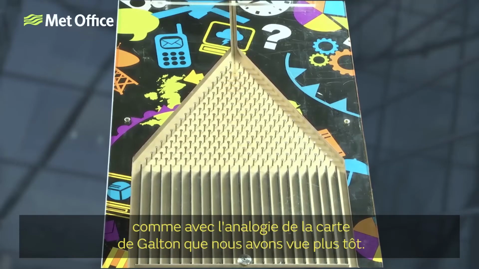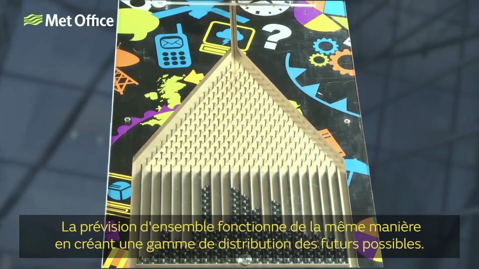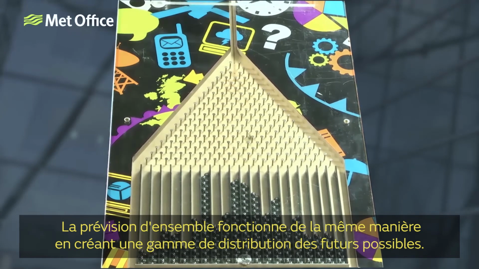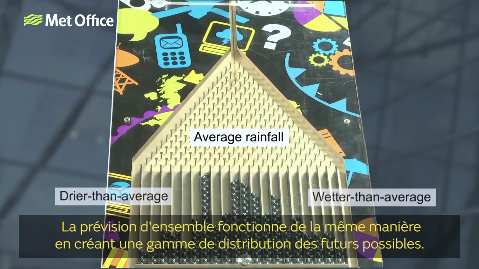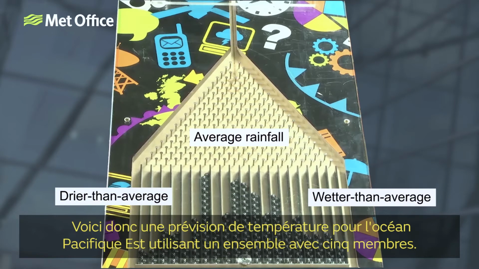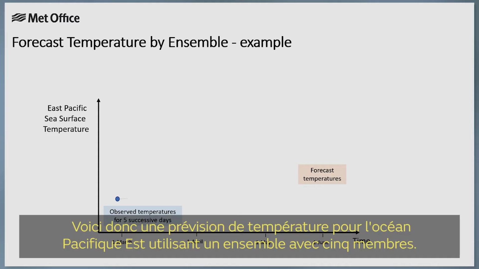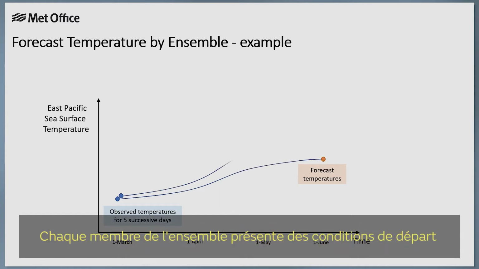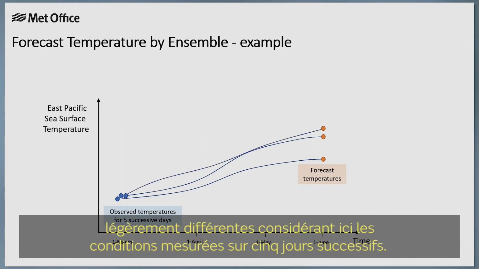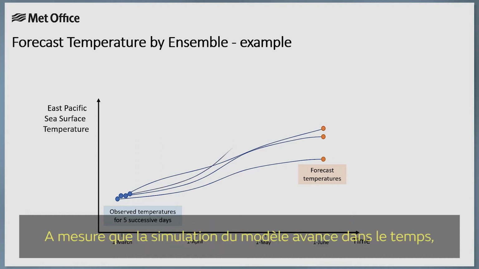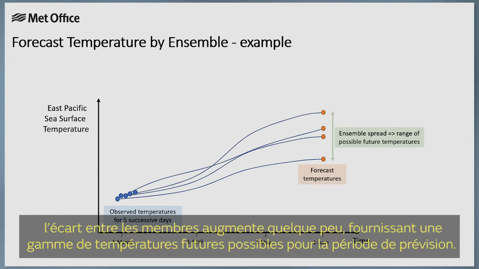As with the Galton board analogy that we saw earlier, doing the experiment with multiple balls builds up a distribution of plausible landing positions. And ensemble forecasting works in a similar way, and it gives us a distribution of possible futures. So here's a temperature forecast for the East Pacific Ocean using an ensemble with 5 members. And each ensemble member has slightly different starting conditions, taken here as the conditions measured on 5 successive days. Now, as the model simulation runs forward in time, the spread of the ensemble increases, providing a range of possible future temperatures for the forecast period.